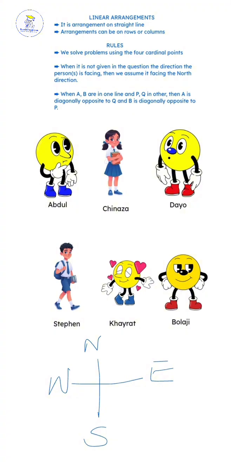If the question now says everybody is facing south, if you have a question where everybody is facing south, let's look at Chinaza. If Chinaza is facing south, she will be facing this way, right? Everybody is facing south, such that the left hand of Chinaza now is Dayo and the right hand of Chinaza is Abdul.